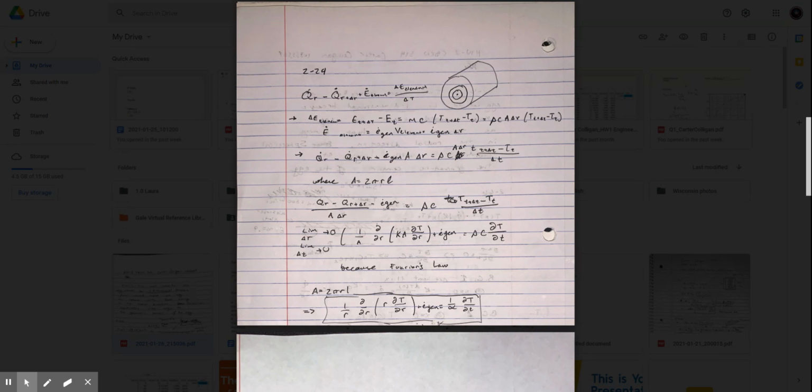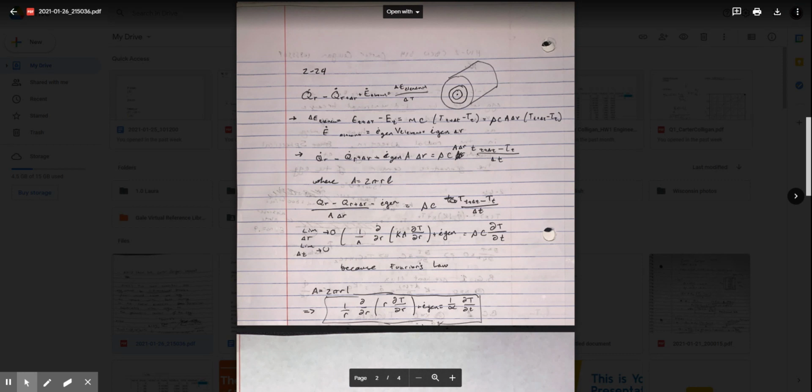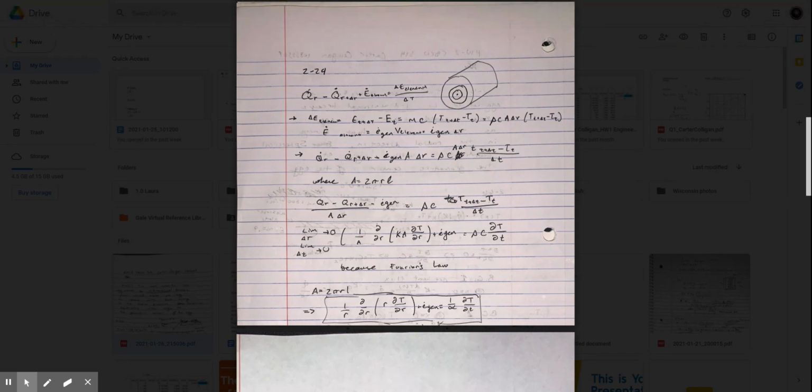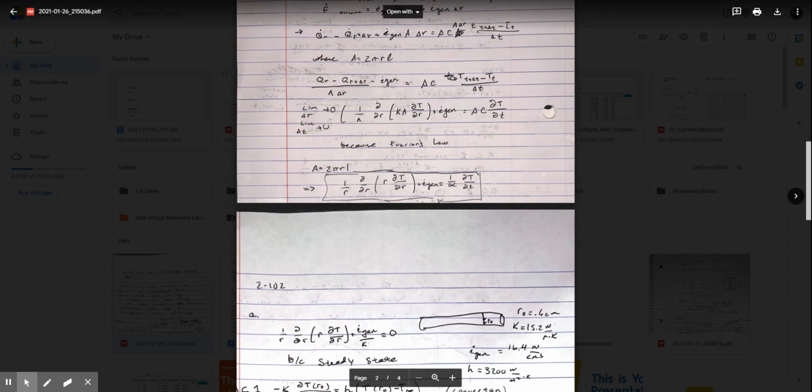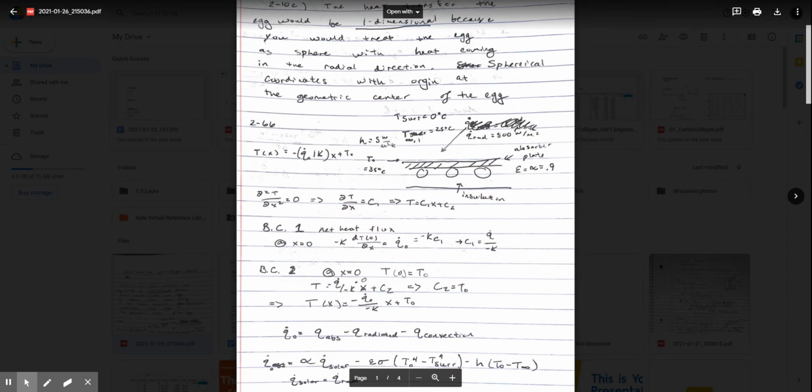The first substitution is that you set the area equal to 2 pi RL and you divide by that, and that's going to give you this formula down here. And then from there, you're going to take the limit as delta R and delta T go to 0. And basically, since these are the definition of a derivative, it's going to come out to dT over dR and dT over dt. And then from there, because of Fourier's law, you're going to come out with the final answer right here.